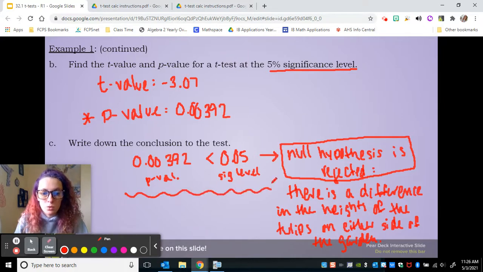This piece is your work. That's your work to back up why you're rejecting the null hypothesis. And then this sentence is just a little bit extra in terms of what does it mean that the null hypothesis is rejected? You're reminding the reader what the null hypothesis was and what the actual conclusion is.